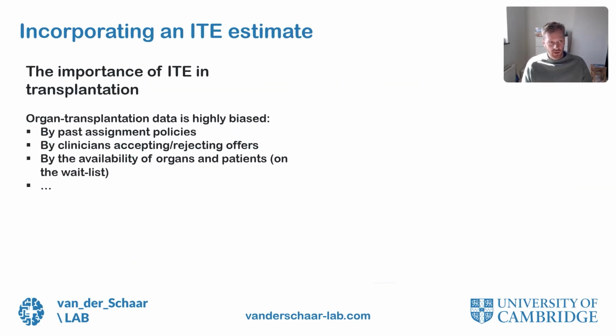So how should we go about incorporating the ITE estimate into organ allocation? Well, first of all, ITE in organ allocation is very important because the data is super biased by multiple sources. Some sources are the past assignment policies, which we've discussed previously, but also the clinicians themselves by accepting or rejecting offers of the assignment policies, and by the availability of organs and patients. So the patients are constantly changing because the waitlist is, and the organs are unique, so we only see an organ once. We argue that you should combine three different components.